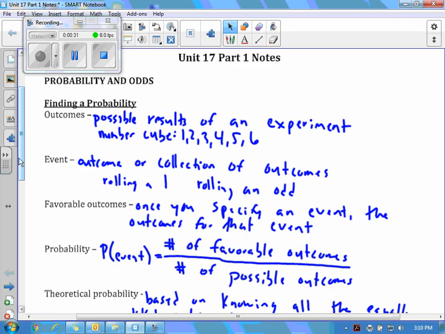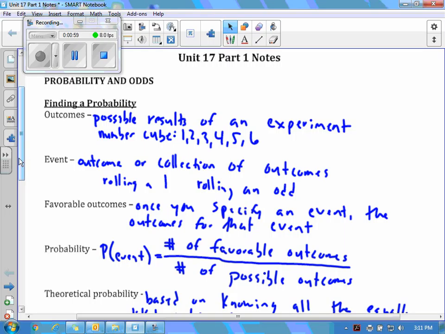So, first definition is outcomes. Outcomes are the possible results of an experiment. So an example of an experiment when we're talking about probability would be to roll a number cube or flip a coin. So if you're going to roll a number cube, all the outcomes would be 1, 2, 3, 4, 5, and 6. A number cube is just a dice. So the possible outcomes or the possible results are called outcomes.